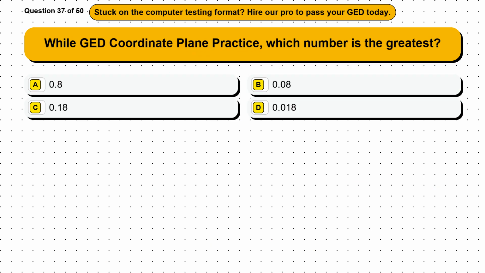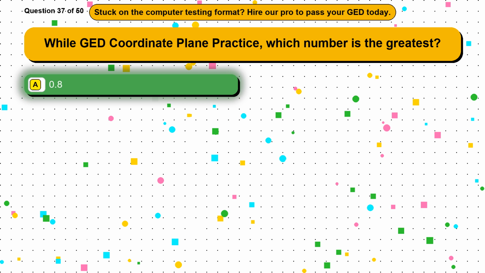Question 37. While GED Coordinate Plane Practice, which number is the greatest? Option A, 0.8. Option B, 0.08. Option C, 0.18. Option D, 0.018. The correct answer is option A. 0.8.